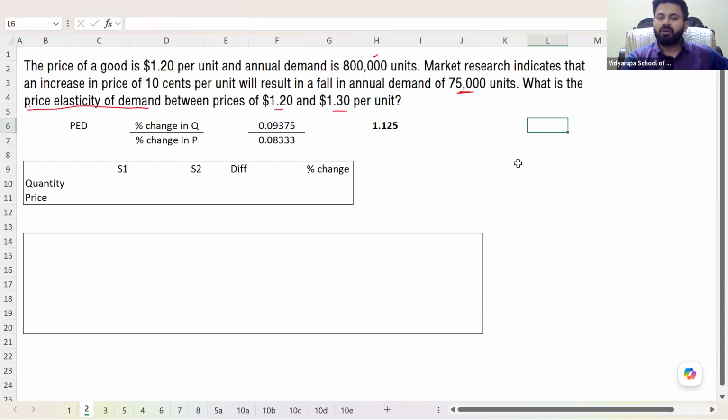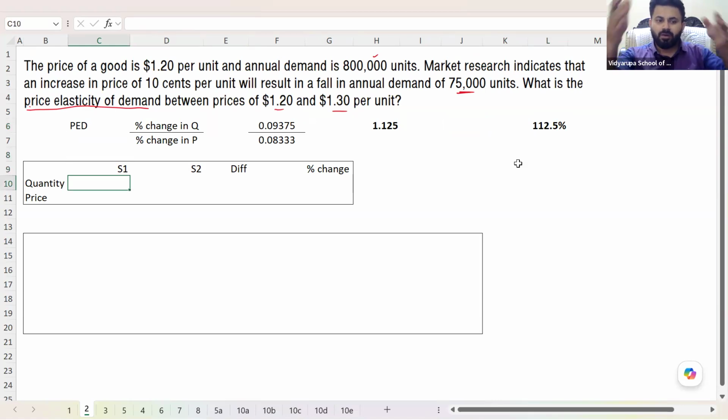1.125, or if I have to convert this to a percentage, 112.5%. Both are acceptable answers. Sometimes in decimal we'll say, sometimes in percentage.